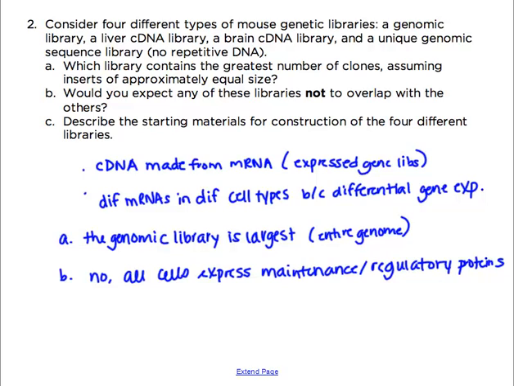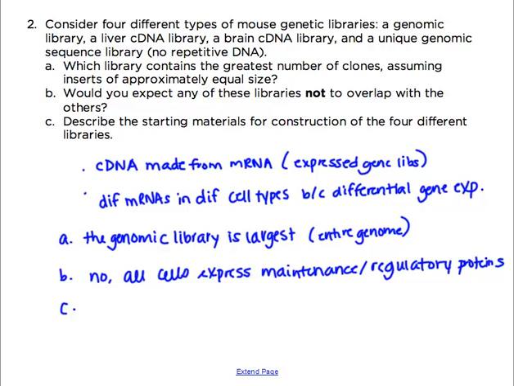So the two cDNAs will definitely overlap at least a little bit, and then these cDNAs will definitely overlap with portions of the genetic libraries, because the genetic libraries contain all the genes that an animal has. For C, it says, describe the starting materials for construction of the 4 different libraries.